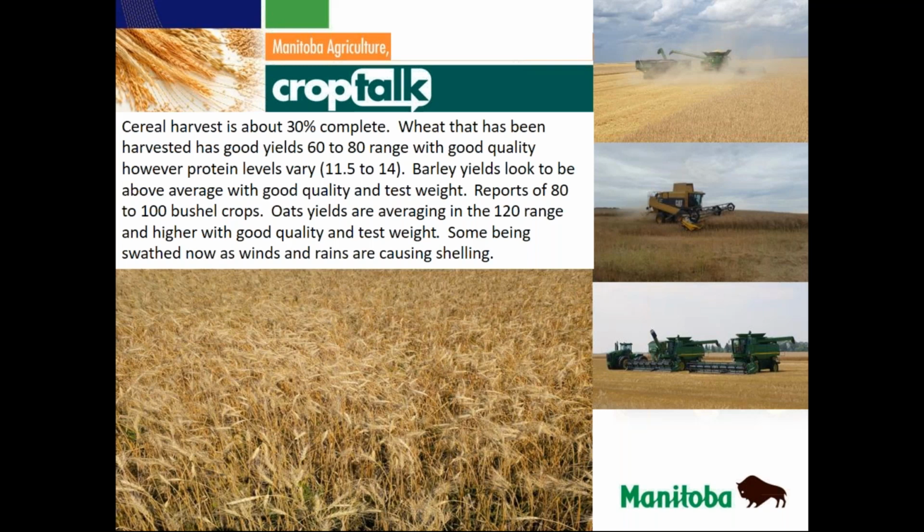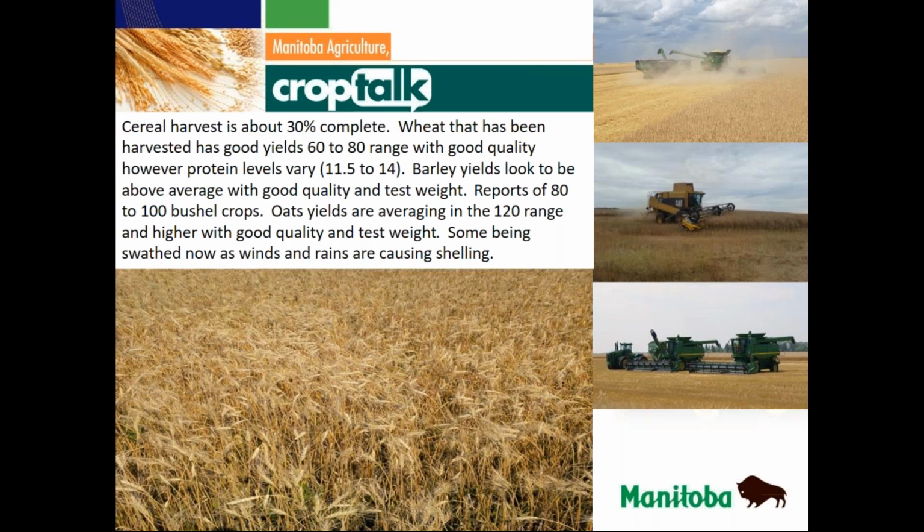Oats, again, not a lot of producers have done oats yet. There's been some put in the bin. Again, yields I think are going to be around average this year. I've heard some yields in the 120 bushel range and even higher, with good quality and good test weight. So again, right around the average of what we've been experiencing over the last few years, and good quality.